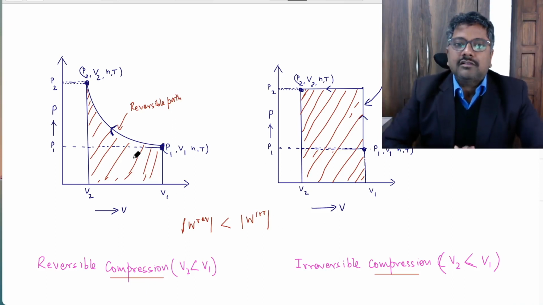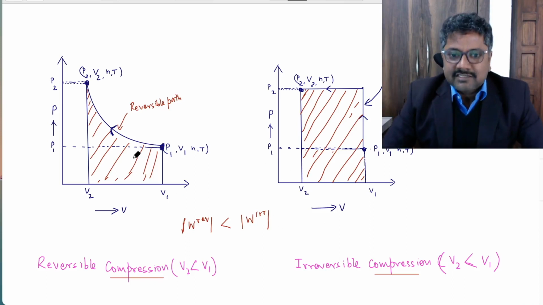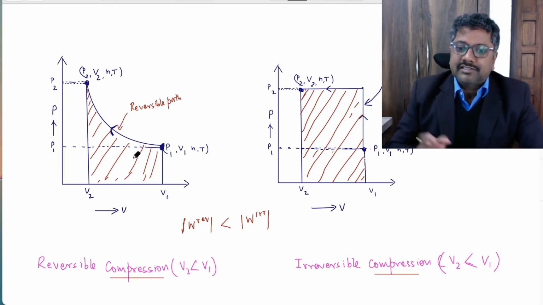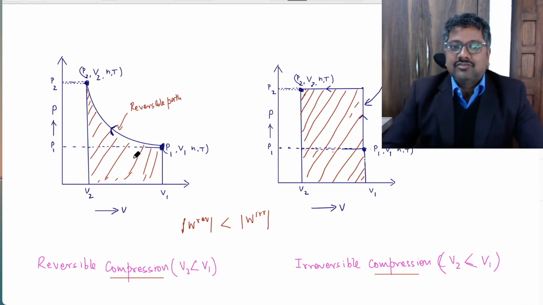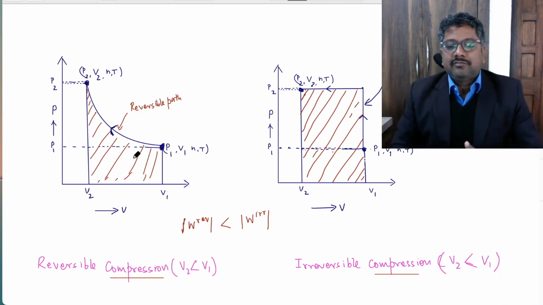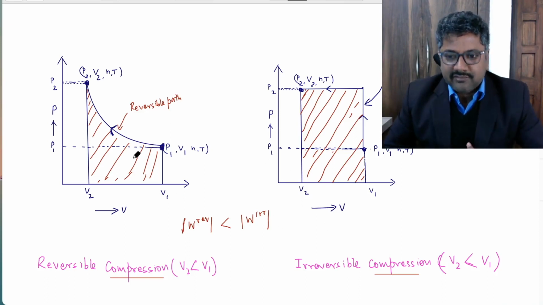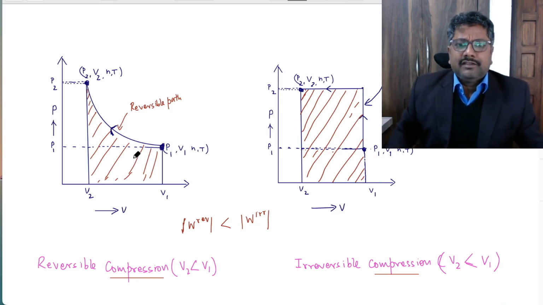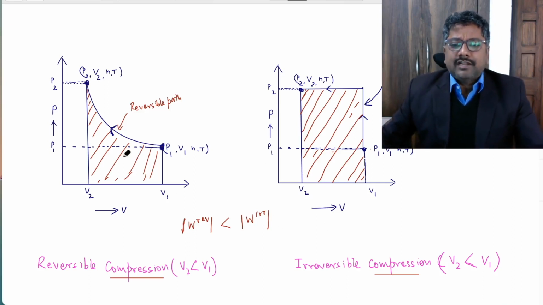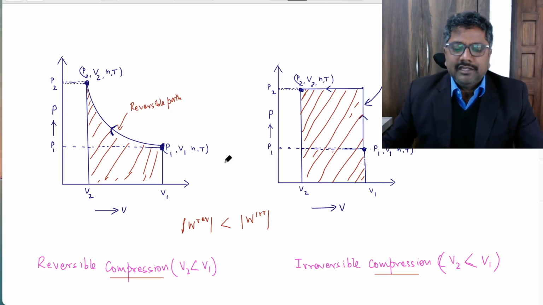So the default process is expansion, not compression, because in case of compression we have to put energy into the system, and that is the wastage of our energy, right? Some psychology is also working here to understand why we are always using expansion. Everywhere you will find the statement that in case of a reversible process we will get the maximum work, because we are trying to extract the maximum work from the system. That's why the expansion process is the default process.